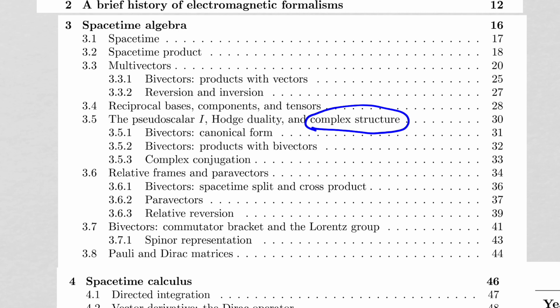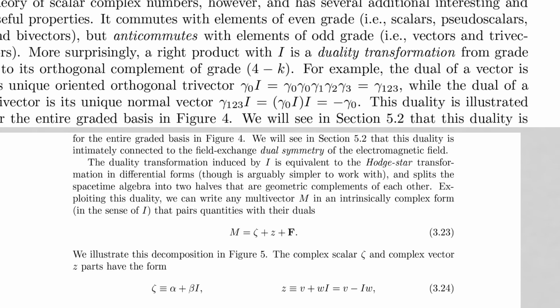So where are we now? We are at complex structure. We have done the pseudoscalar Hodge duality. We've done all of this material. And we are going to do complex structure today. So let's begin. So we left off at this paragraph right here.